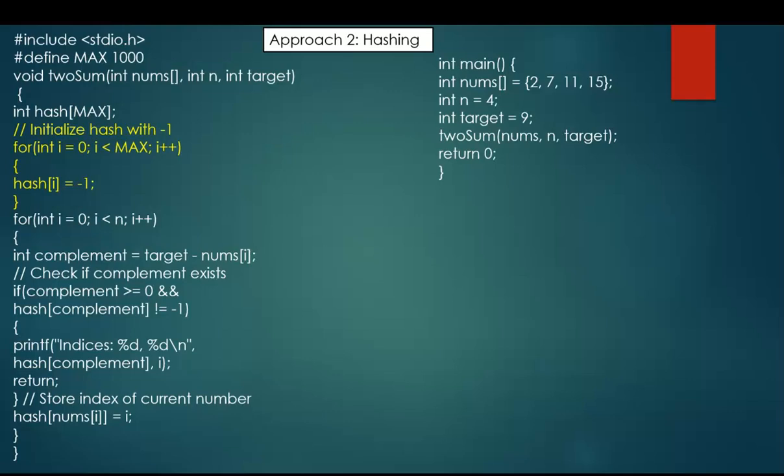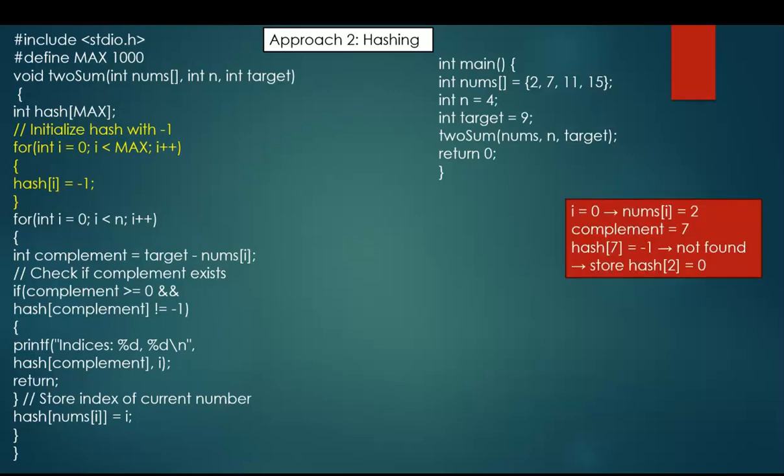The next part is the important key idea. I use a for loop which runs n times: for int i equal to 0, i less than n, i plus plus. I'm computing the complement. Complement is equal to target minus nums of i. Yes, i is equal to 0, 0 is less than 4, n is equal to 4.